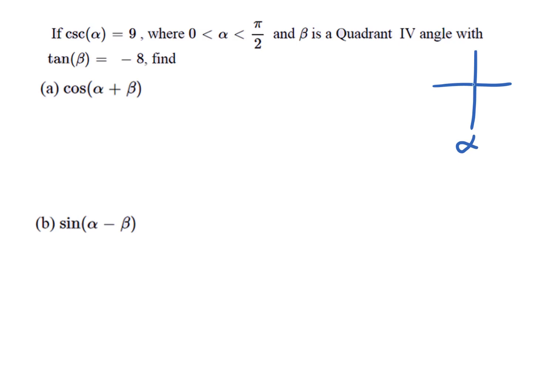Alpha is between 0 and pi halves, so we're in quadrant 1. And cosecant of alpha is 9, so the reciprocal function is sine alpha. That means sine alpha is 1 over 9. Flip it over. So let's label that. Sine is opposite. That's 1 over hypotenuse. That's 9.